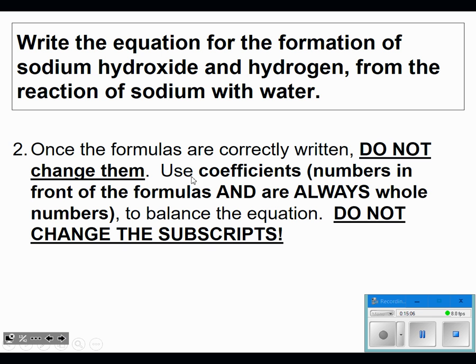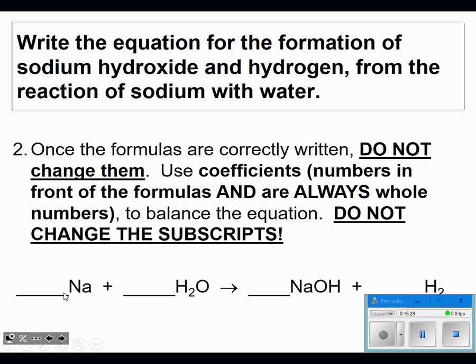Now we are going to use what are called coefficients, which are large numbers in front of the compounds or formulas or elements, and they are always going to have to be whole numbers to balance the equation out. Remember, in order to follow the law of conservation of mass, we have to have the same number of elements on both sides.